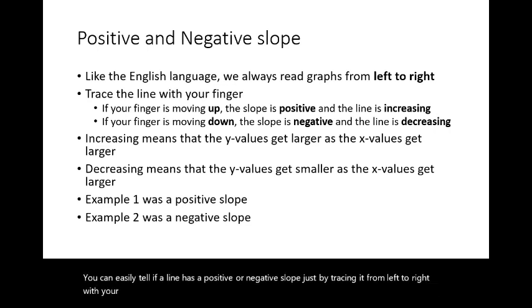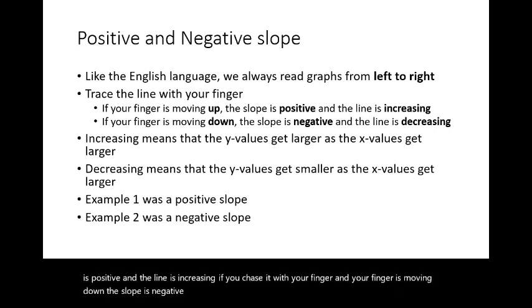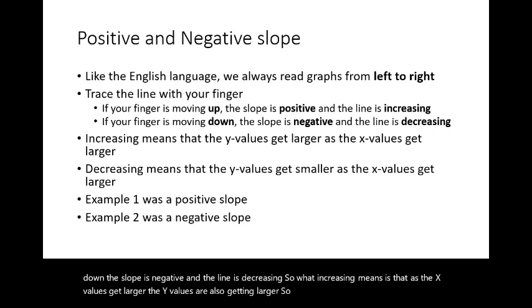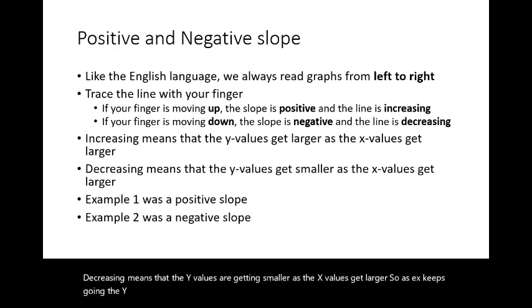If your finger is moving up as you trace from left to right, that means the slope is positive and the line is increasing. If you trace it with your finger and your finger is moving down, the slope is negative and the line is decreasing. So what increasing means is that as the x values get larger, the y values are also getting larger. So the y coordinates are going up as x goes up. Decreasing means that the y values are getting smaller as the x values get larger. So as x keeps going, the y values are getting smaller and smaller.